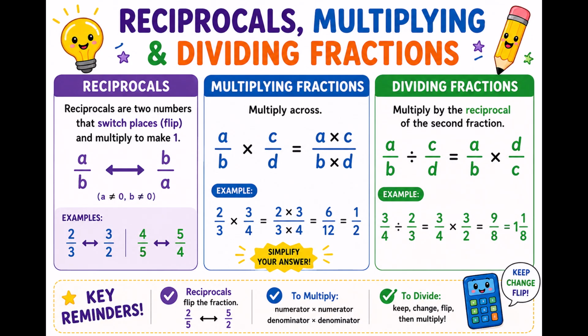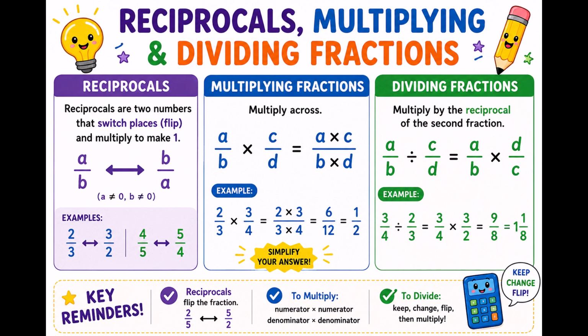So next, how do we multiply fractions? When multiplying fractions, we simply multiply straight across. It's just that simple. Straight across. Multiply the numerators, the top number times the top number. Then multiply the denominators, the bottom number times the bottom number.